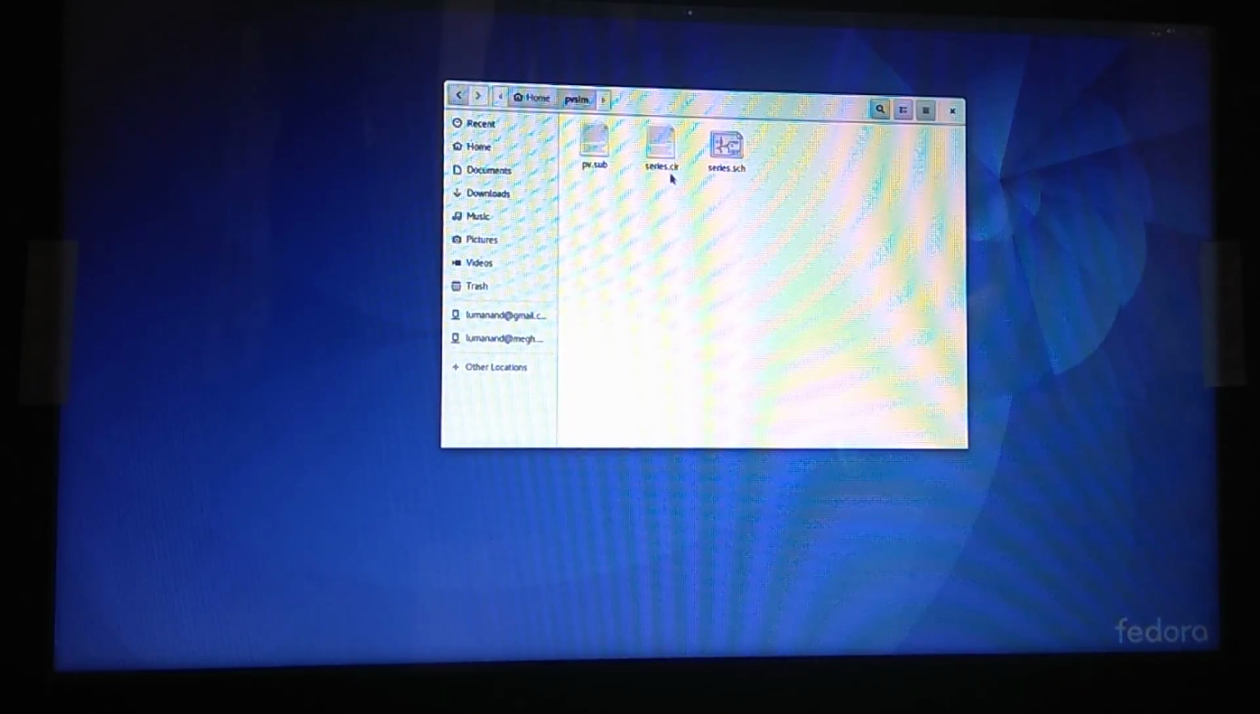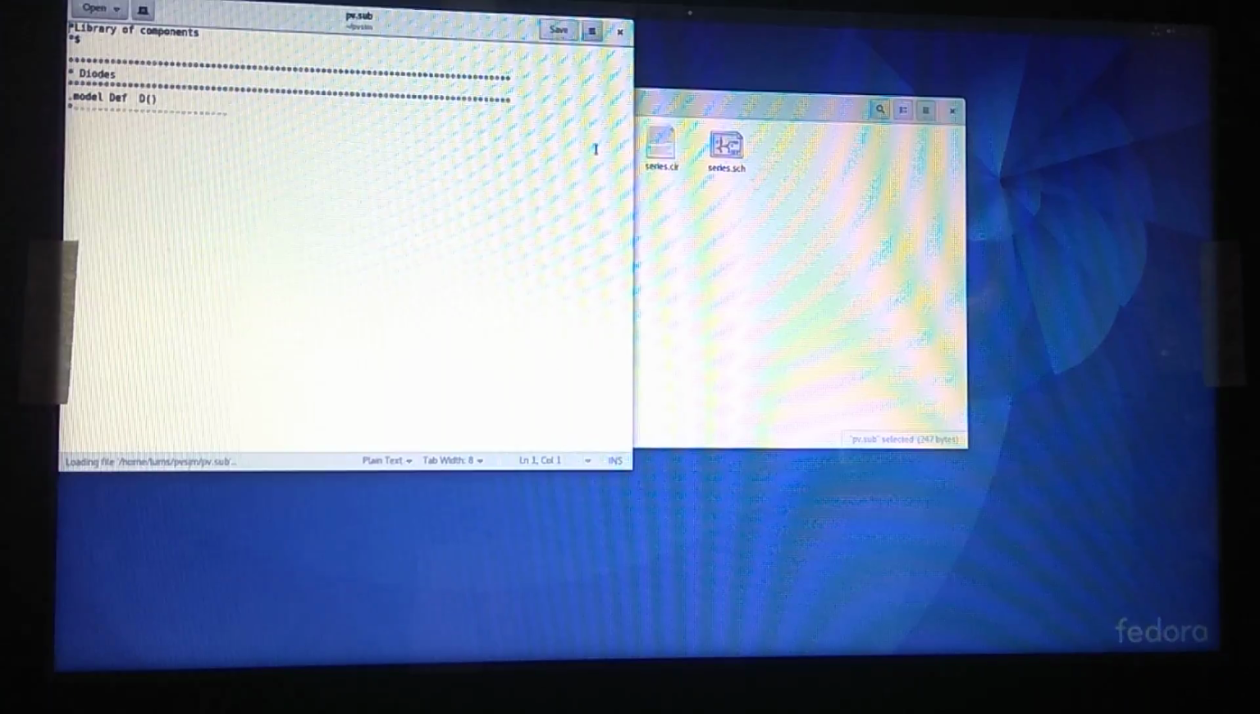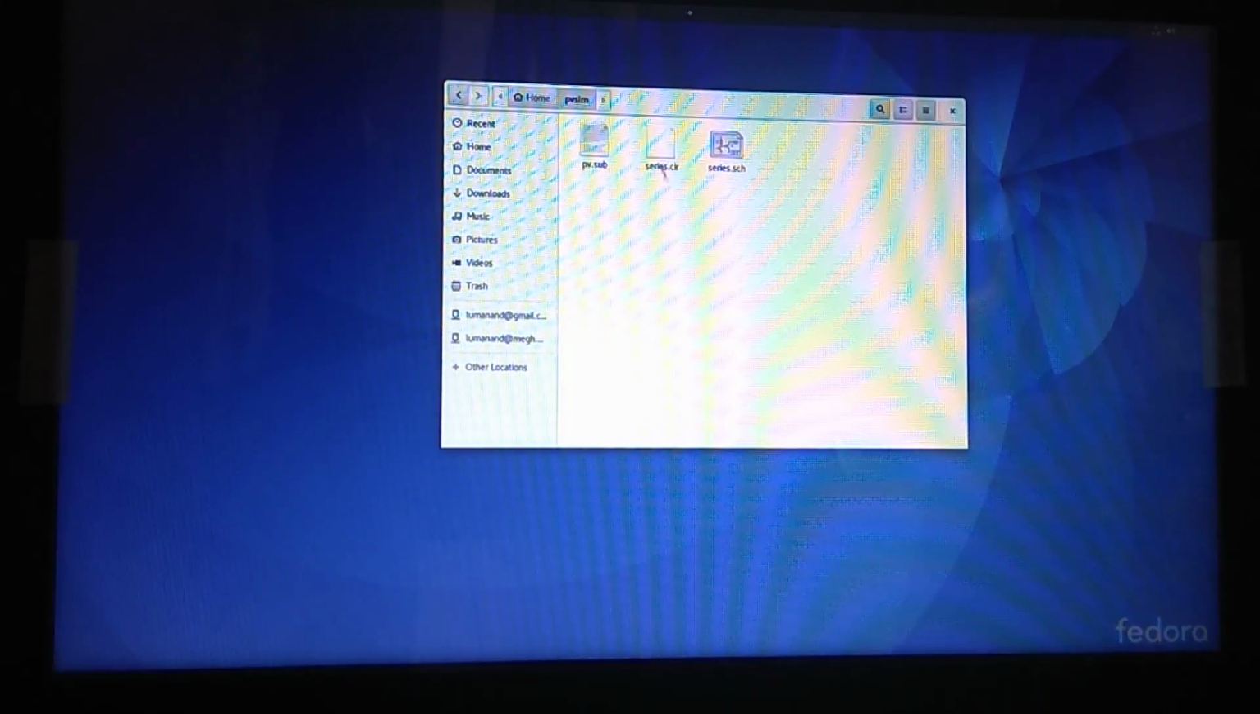Series.cir is the circuit file which contains the analysis. pv.sub, which was referred to in series.sch through the SPICE directive, contains nothing but the diode model, the default diode model. Series.cir actually has the transient analysis statement and an include statement for including the netlist, series.net, which we have not yet generated. We will just do that now.